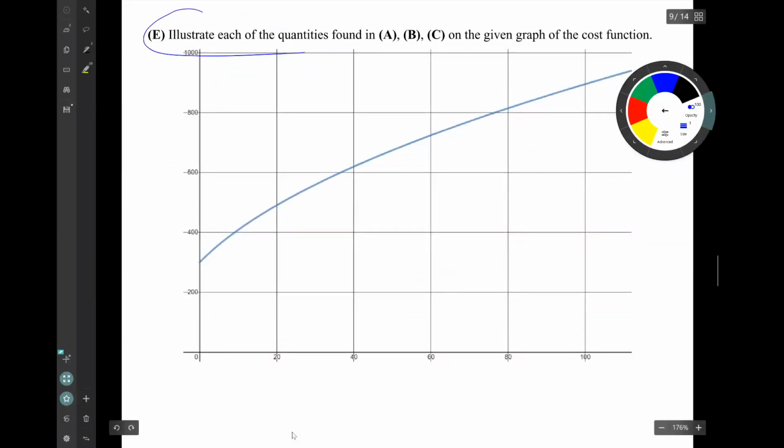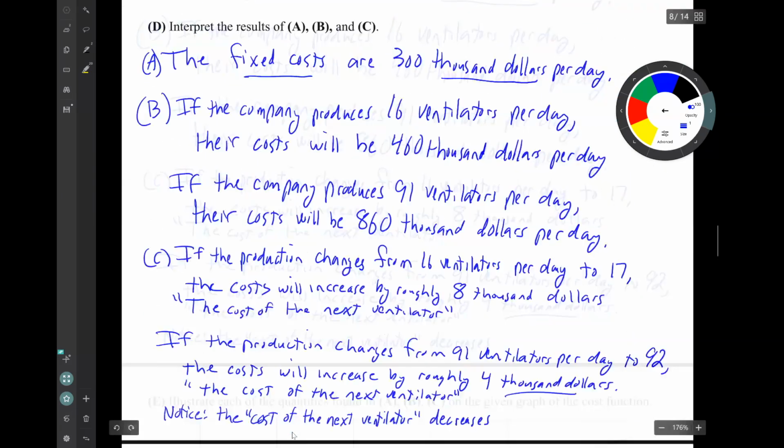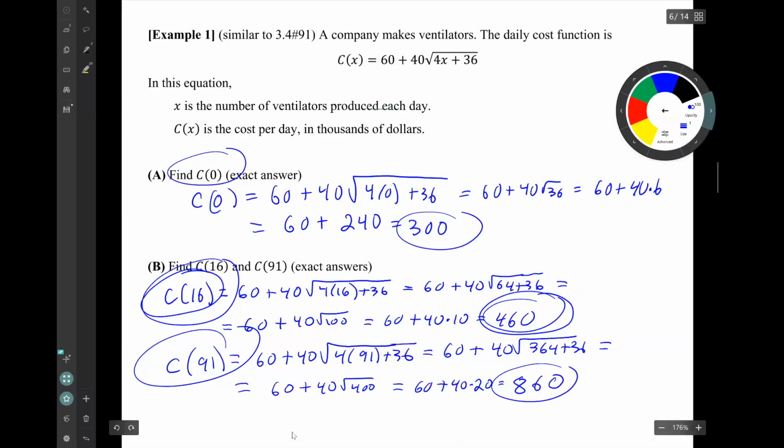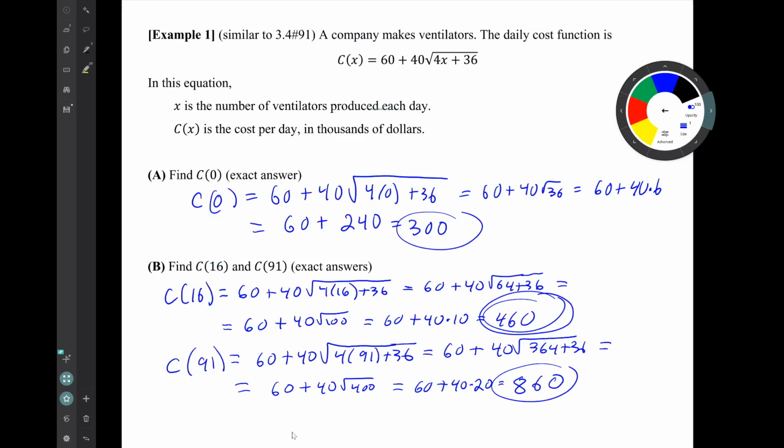Question E, illustrate each of those quantities on the graph of the function. Well, let's go back up and look at our quantities. In A, we found C parentheses 0, C parentheses 16, and C parentheses 91. There are these three numbers over here. Those are all y values on the graph. So we just illustrate those quantities by writing the coordinates on 3 points of the graph. So let's go down and label those 3 corresponding points on the graph.